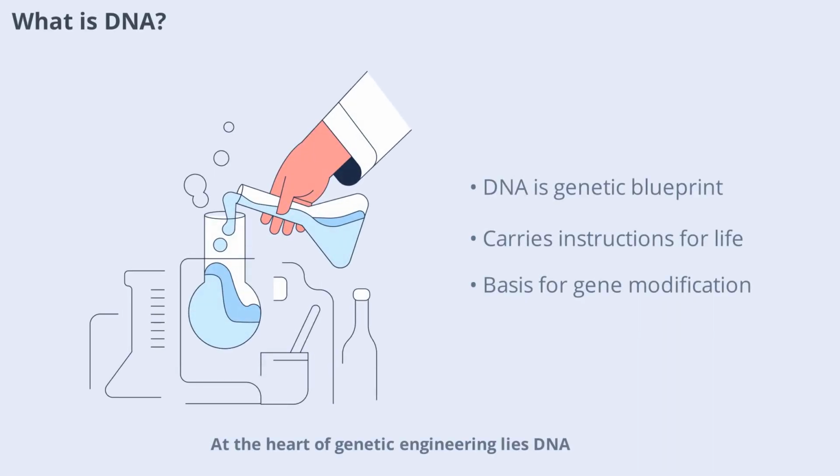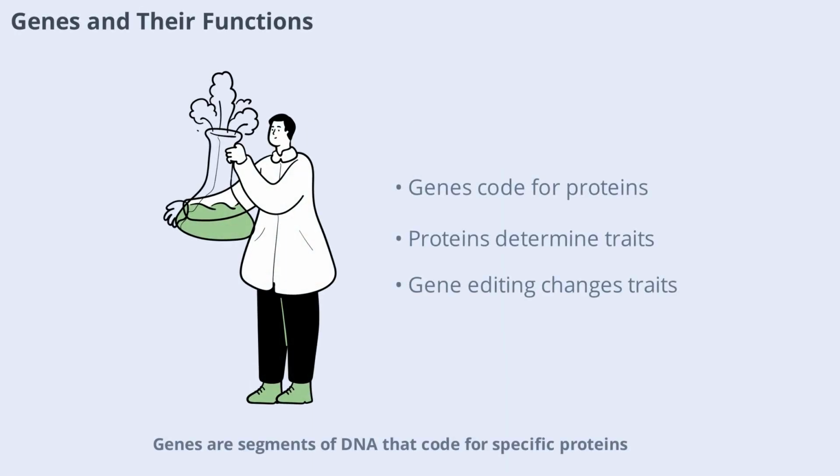The heart of genetic engineering lies in DNA, the molecule that carries genetic information in all living things. DNA is like a blueprint, containing instructions for building and maintaining an organism. By understanding DNA's structure and function, scientists can identify specific genes responsible for certain traits. This knowledge is the foundation for all genetic engineering techniques, as it allows researchers to target and modify genes with precision.